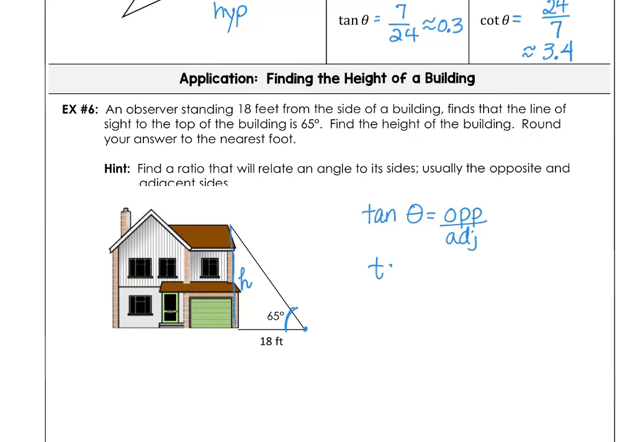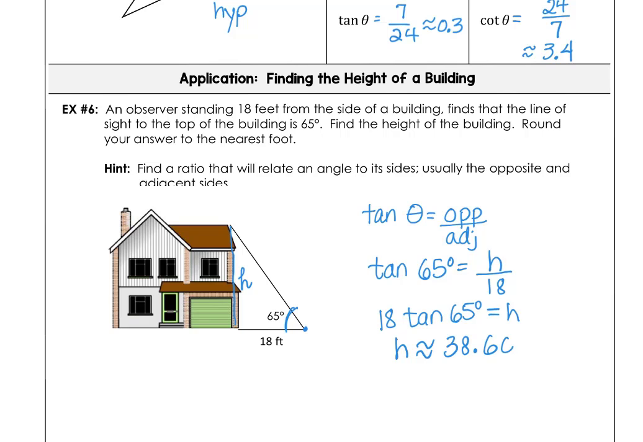So setting that up as a ratio, tan of 65 is the height of the building divided by 18 feet. So using cross multiplication, 18 times the tangent of 65 is going to give us the height, and that height is approximately 38.601. It's in feet, and if they want us to round to the nearest foot, then the height of the building is just about 39 feet tall. And that finishes up chapter 11.